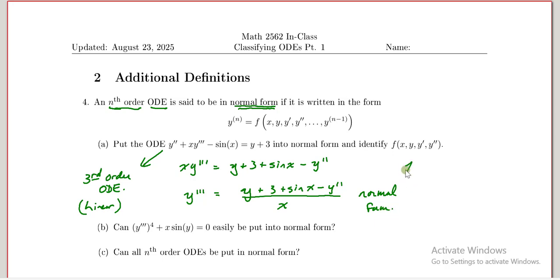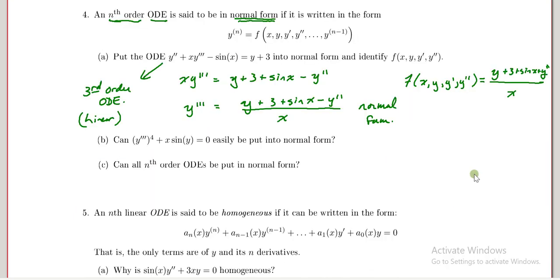This right-hand side is a function. It's an expression of a function, but it depends on four variables: x, y, y prime, and y double prime. And that's this function right here on the right-hand side. And so there we've identified it as we were asked to do.